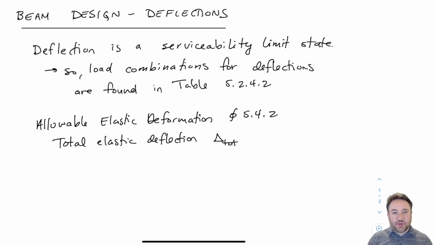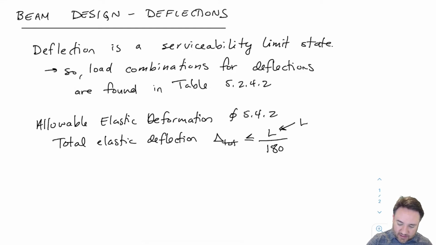So inside the O86 standard, there are some explicit deflection limitations. The first one is the allowable elastic deformation, which is kind of the most common regular kind of deflection limit that we're going to check. And that deflection has to be less than or equal to L divided by 180. That means our span length basically divided by 180.